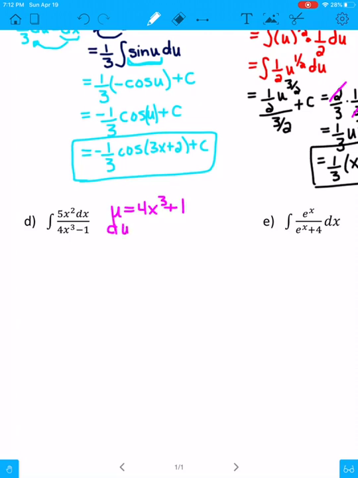Ooh, that doesn't look good. du equals 12x squared dx. Now remember, I need to replace every x out of here. So what would I have? I would have a u in the bottom. x squared dx I need to replace. Well, I have 12x squared dx.